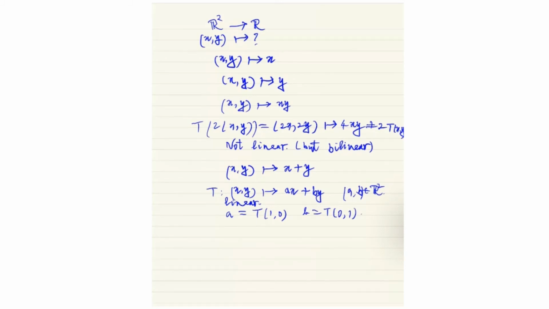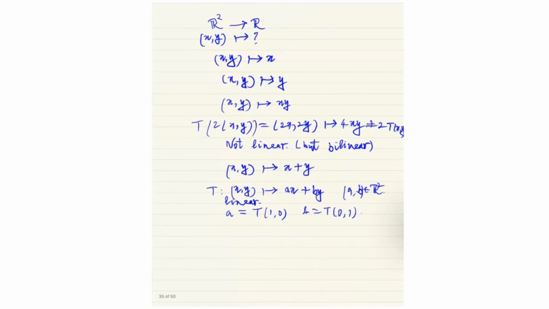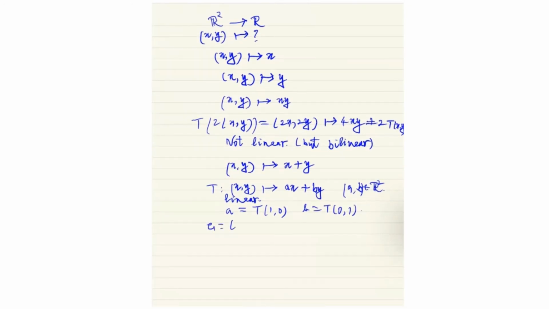Okay. What do you know about these two vectors (1, 0) and (0, 1)? Yes, e1 is (1, 0), e2 is (0, 1). So these form a basis for R2, isn't it? So a and b are just the images of these two vectors under this given linear map.